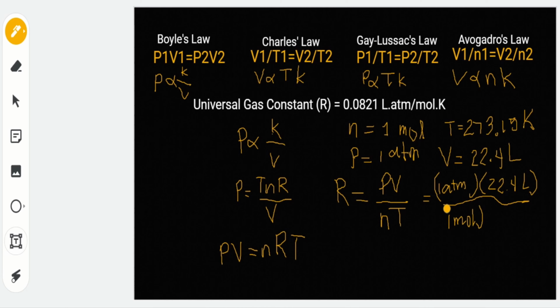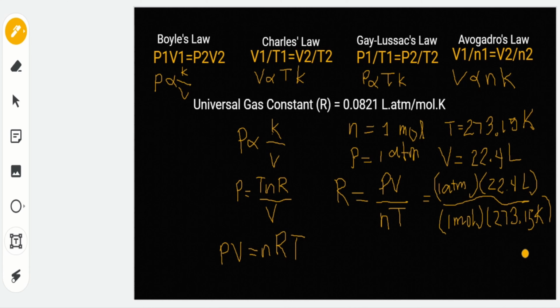times the temperature in Kelvin, which is 273.15. In some books, they use 273. Pwede din 273.15 Kelvin. Anyway, the more significant digits, the more accurate or precise. So we have here now 1 times 22.4, that's simply 22.4. And of course, 1 times 273.15, that is simply 273.15.